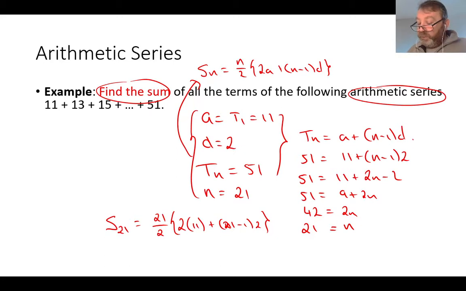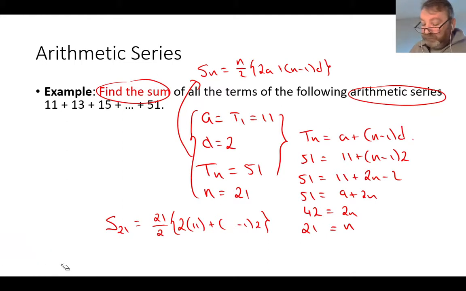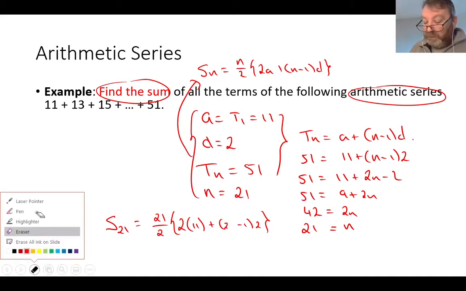n is 21, so both ends, the n here, n over 2 and n minus 1. Then a is 11, good, and d is 2. So just check that you fill them in properly before you use them. Make sure everything is in the right place. That should be 21. Let me just make it a little clearer. So that's 20 when I take away the 1.